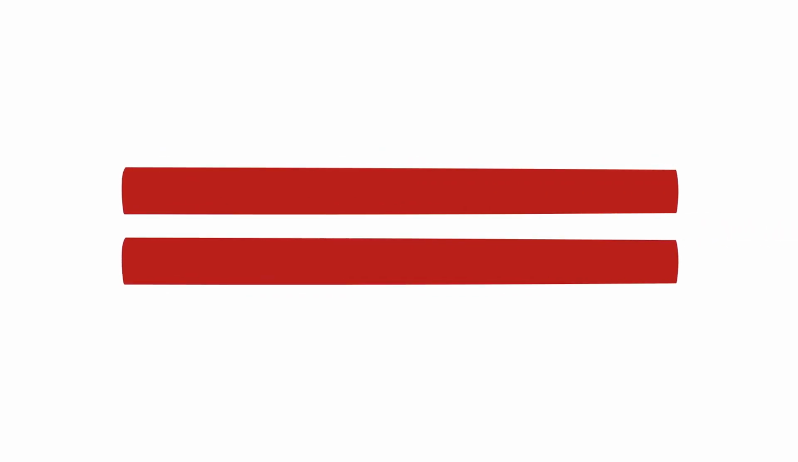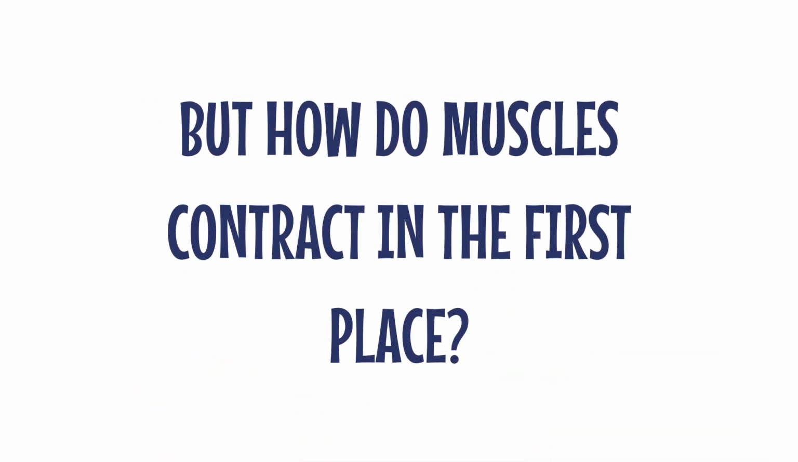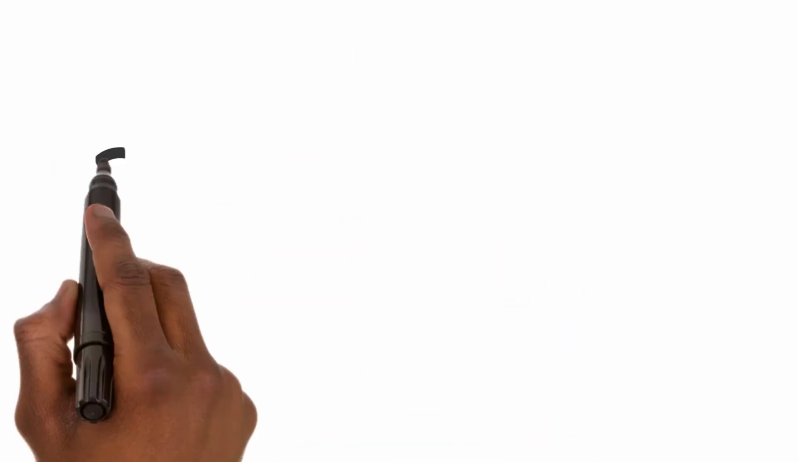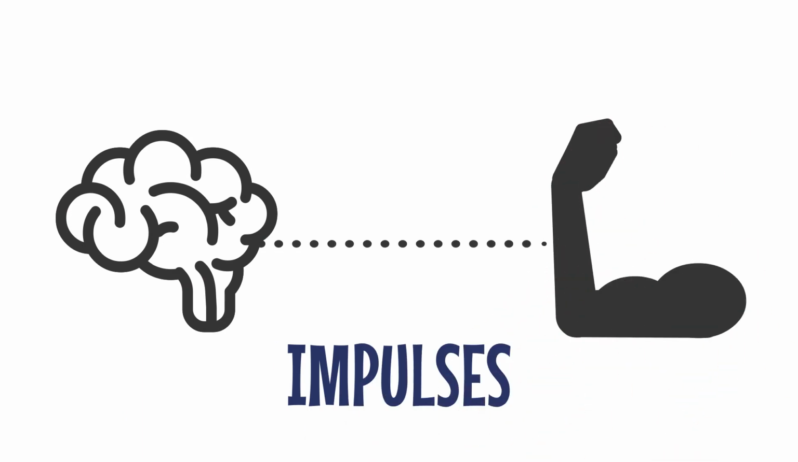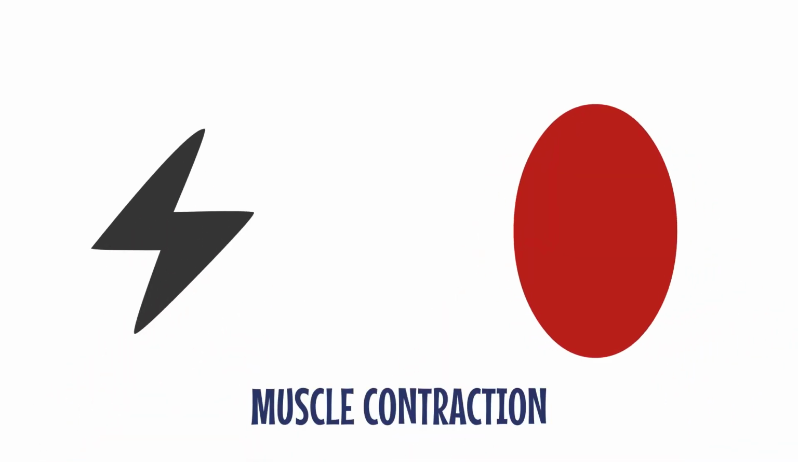This brings us to the sliding filament theory. When your muscles contract, the thin filaments slide past the thick filaments, causing the muscle to shorten. But how do muscles contract in the first place? Well, it all starts with stimulation. Just like a magician waving a wand, our brain sends electrical signals called impulses to our muscles, telling them to contract.